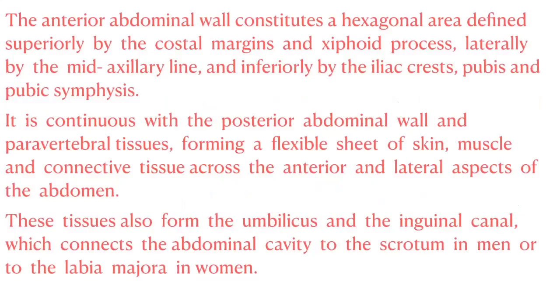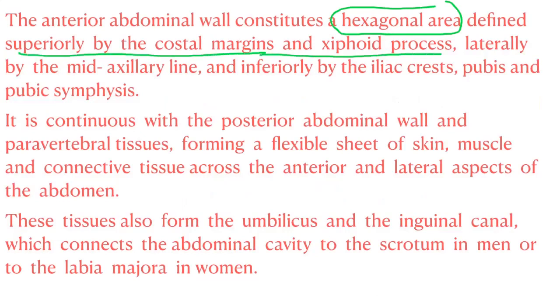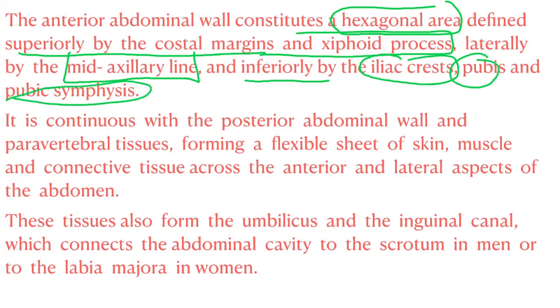The anterior abdominal wall constitutes a hexagonal area, right? Defined superiorly by the costal margins and xiphoid process, laterally by the mid-axillary line, and inferiorly by the iliac crest, pubis and pubic symphysis. So these are the boundaries of the anterior abdominal wall, right?